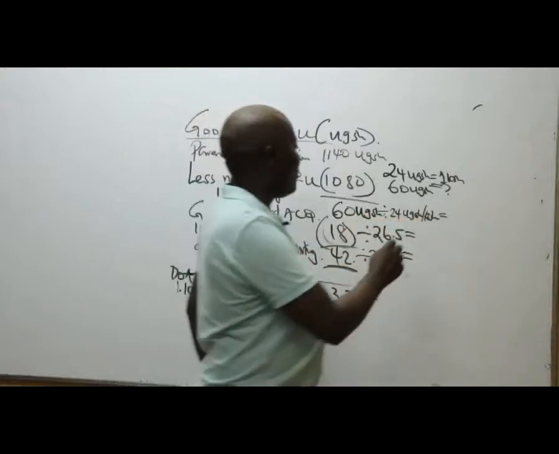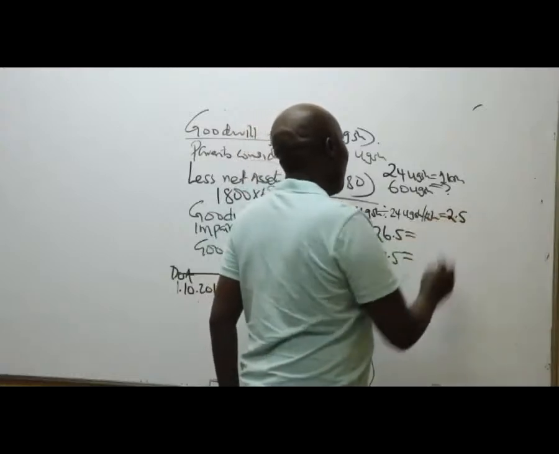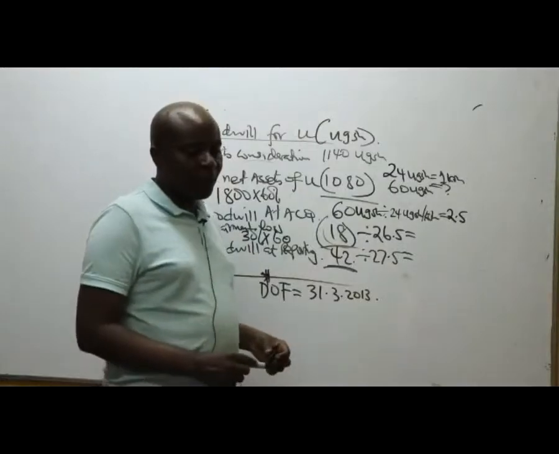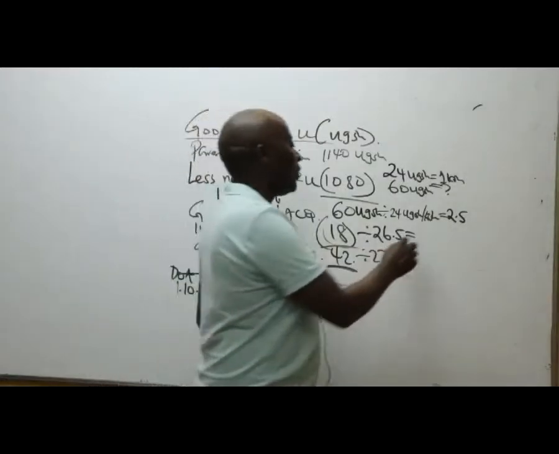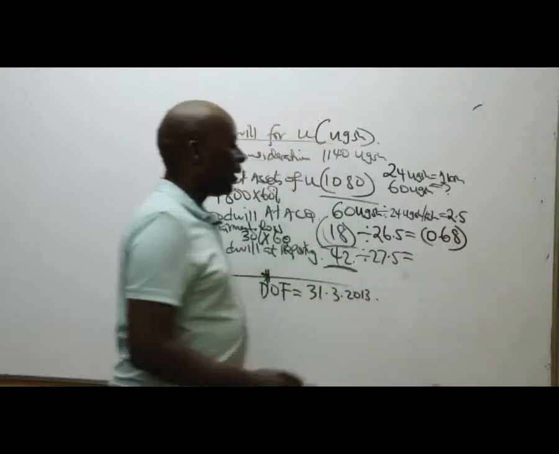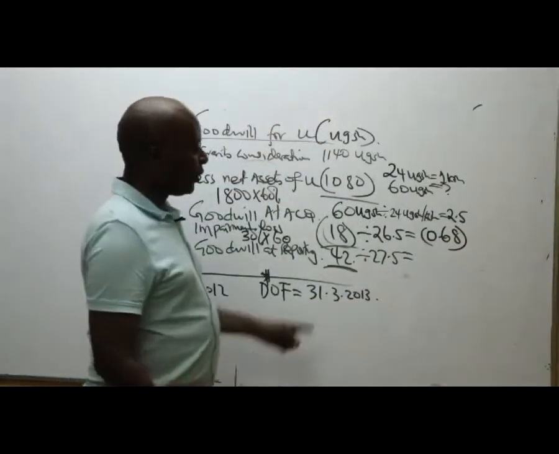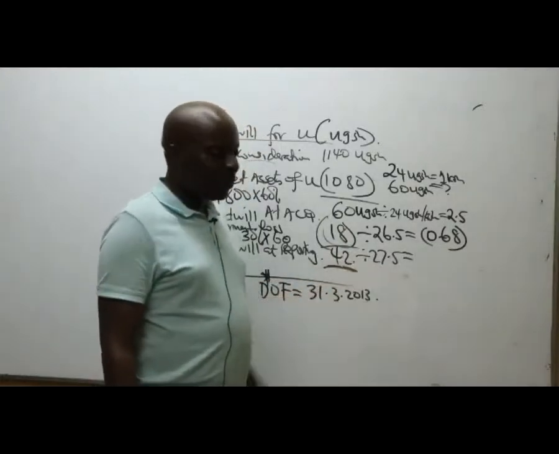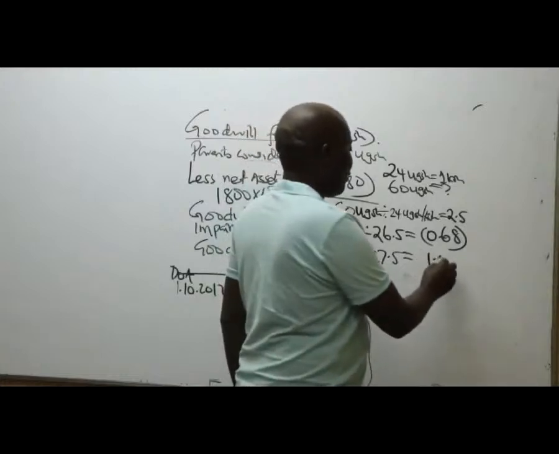They're telling me, Mwalimu, this is supposed to be 2.5. How about 18 divided by 26.5? 0.68. Thank you very much. Remember, it's a deductible item. How about this 42 divided by this? Somebody is giving me a figure of 1.53.